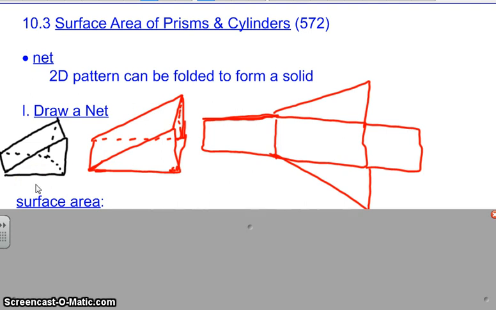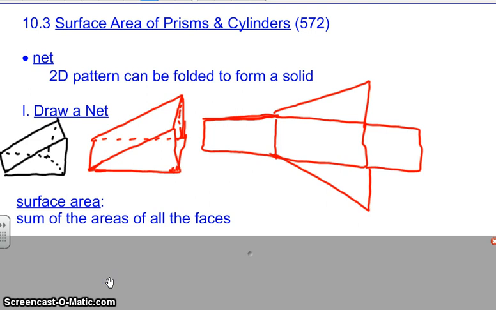Okay? So the surface area then of this figure would be what? Can somebody define that for us? Surface area is the sum of all the areas of all the faces, all the surfaces. Have you noticed that faces is part of the word surface? Have you ever noticed that? Is that why we have faces? Because it's our surface?